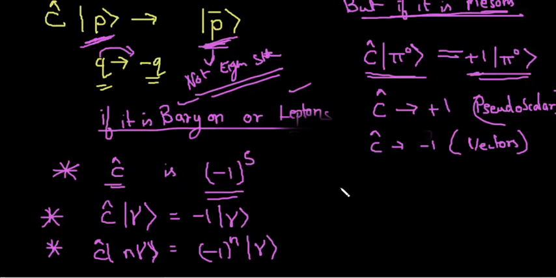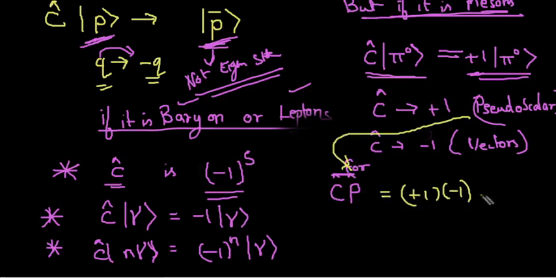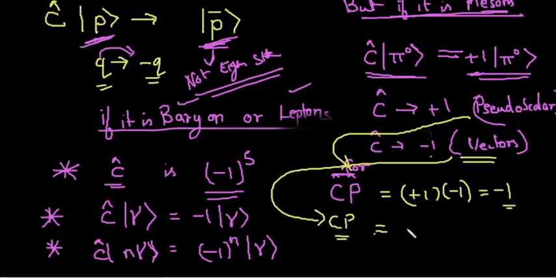Okay, if we see CP for pseudoscalar, CP will be nothing but plus 1 into minus 1, that will be minus 1. And if you see CP for vectors, it will be minus 1 into minus 1, that will be plus 1. So this CP is what I was talking about in the approximate conservation.